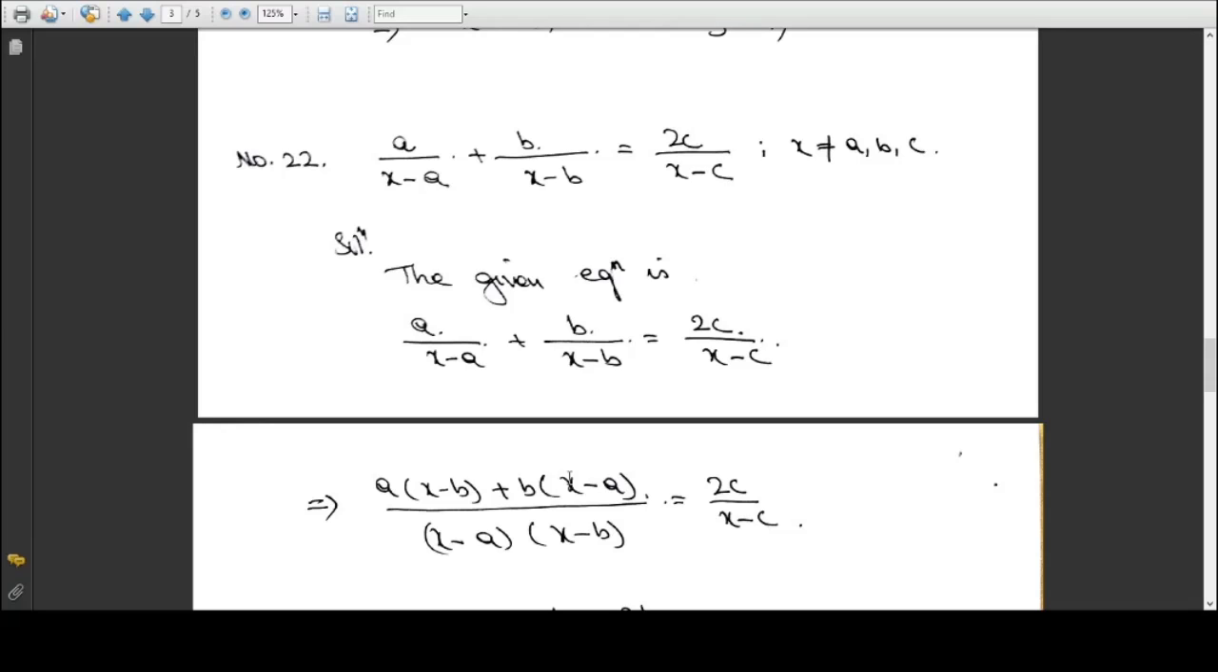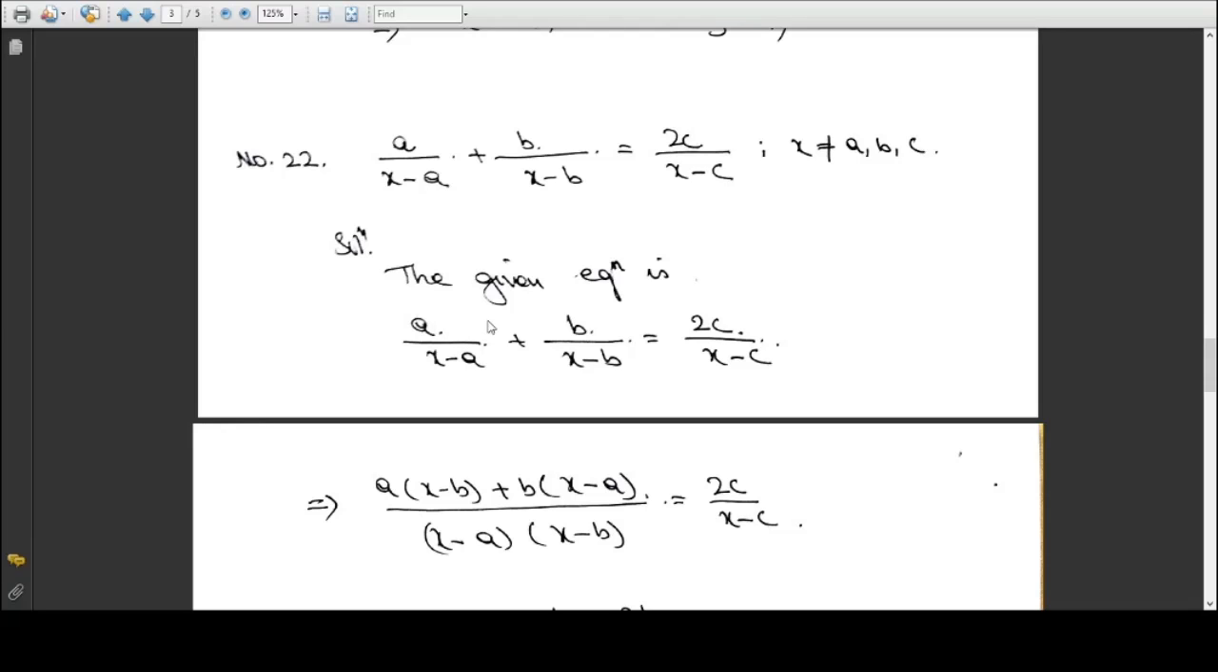First you have to take the LCM, then do the cross multiplication, and then take all the terms to the left. Then find the factors by the factorization method, and after you get the value of x, that will be the solution. Okay, that is the procedure that we should follow for such types of problems.